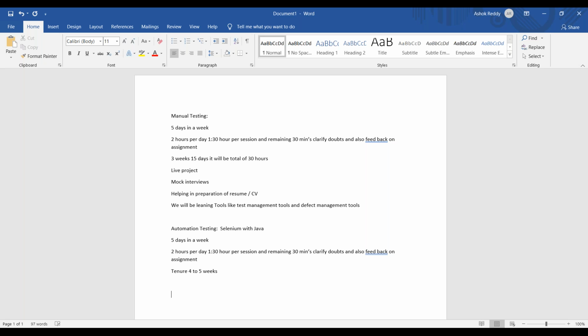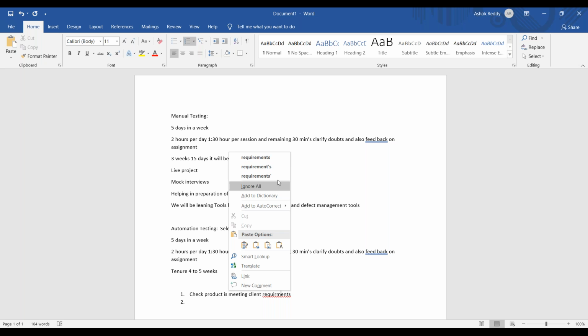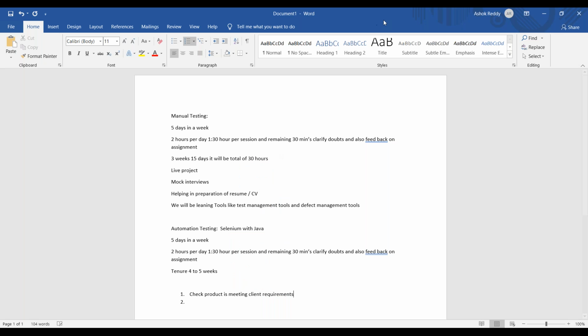So you're saying, check the product is meeting client requirements. Okay. Anything else? Yeah, this is one of the things. So Ankush, you want to add?